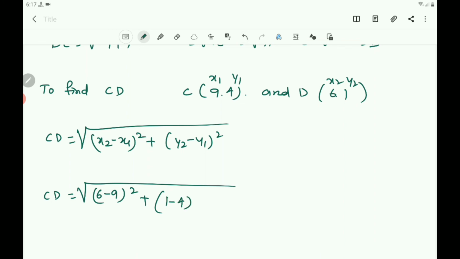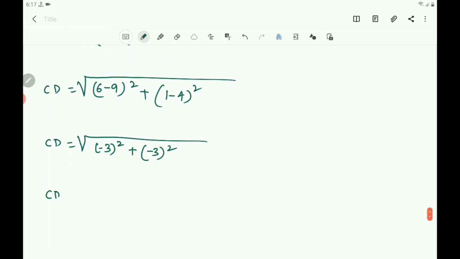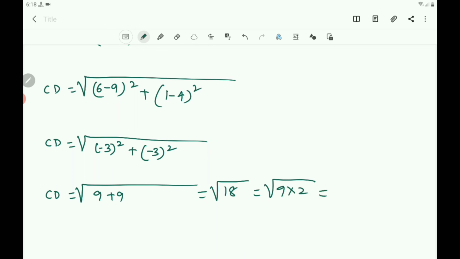1 minus 4 whole square. Then CD equals root of (6 minus 9) whole square plus (1 minus 4) whole square, which is minus 3 whole square plus minus 3 whole square. Then CD equals square root of 9 plus 9. Root 3 whole square is 9. So you get root 18, that equals root of 9 into 2, which equals 3 root 2. That is the third, CD. You also got 3 root 2.